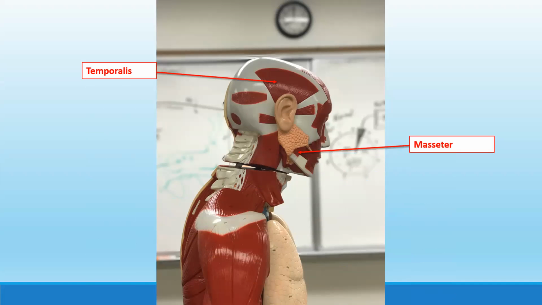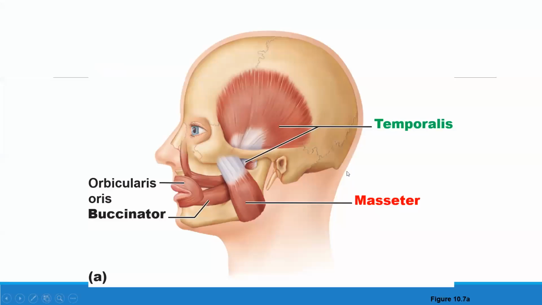There's the masseter right there. Both of those are going to insert on the mandible and raise the mandible so we can chew. So there's the temporalis. It ducks underneath the zygomatic arch and inserts on the mandible. The masseter is attached to the zygomatic bone here, the zygomatic arch, if you will, and inserts on the mandible. Between the two of those, we elevate the mandible.